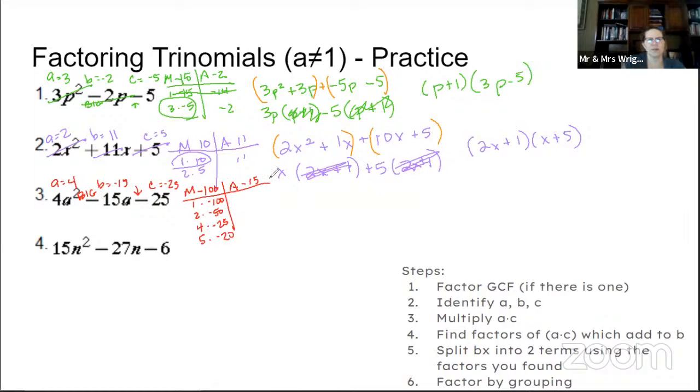We could keep going. I'm going to see if one of these works because I have an idea already of one that works. I think 5 and 20 are going to make 15, but let's just double check. 5 plus negative 20 is negative 15. So those are going to be where I find my answer.